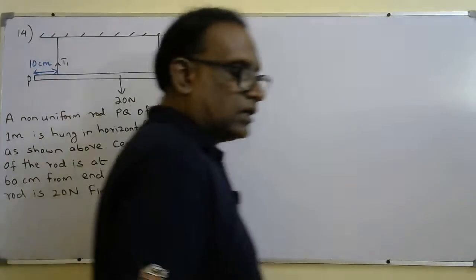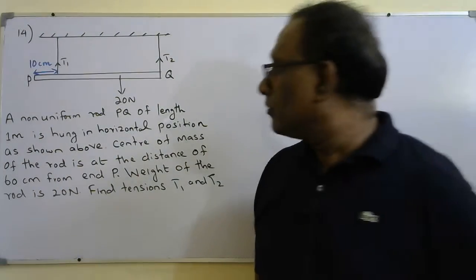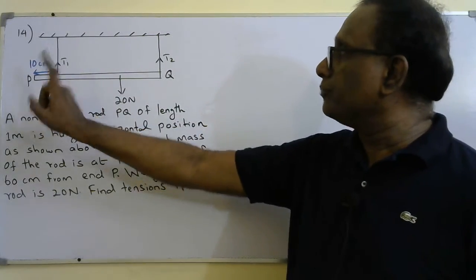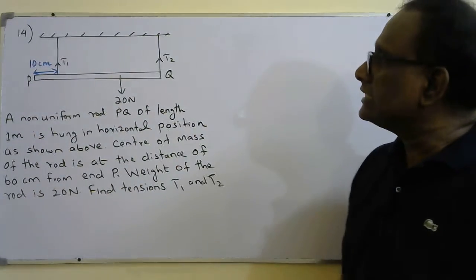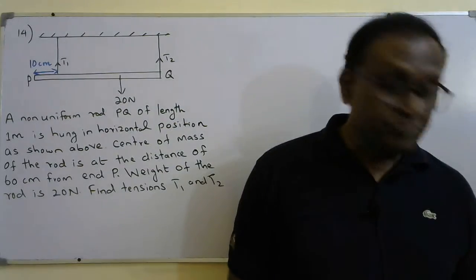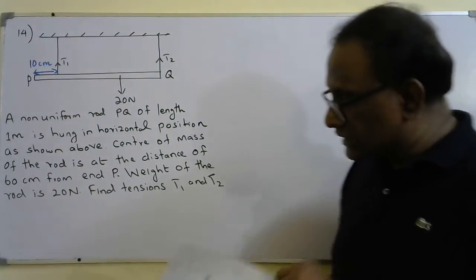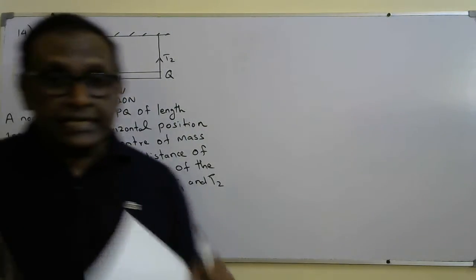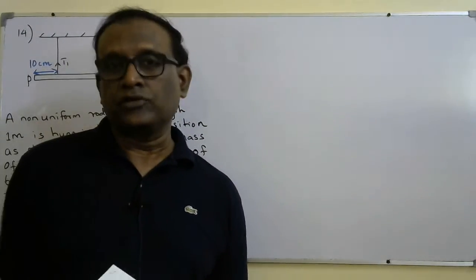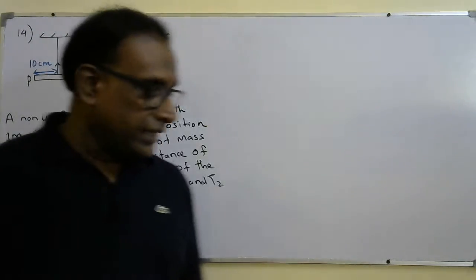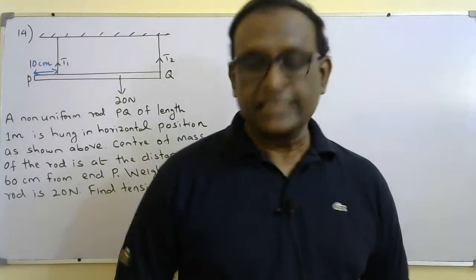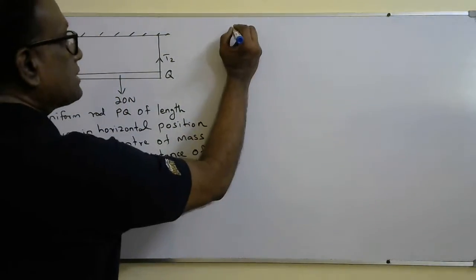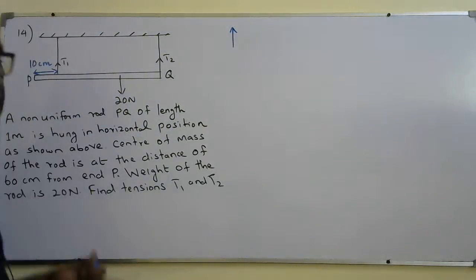Okay, so here the rod, which is non-uniform, has its center of mass at a distance of 60 centimeter from P. You need to find the tensions T1 and T2. So here also the resultant force in any direction equals 0, but there are only vertical forces. Here I need to use the principle of moments because there's no other way I can find the tensions T1 and T2. If I resolve all the forces in the vertical direction, all are already vertical.